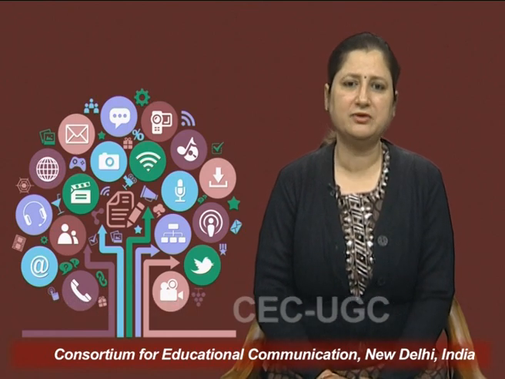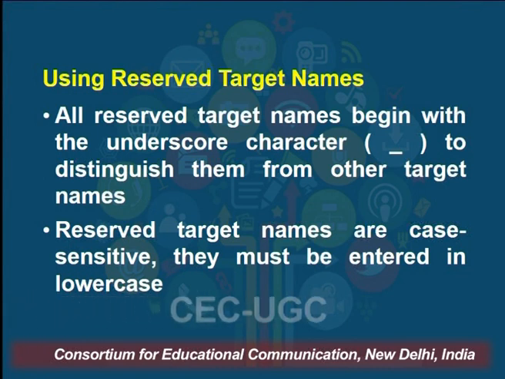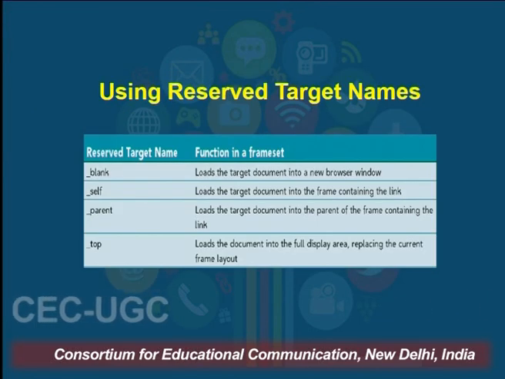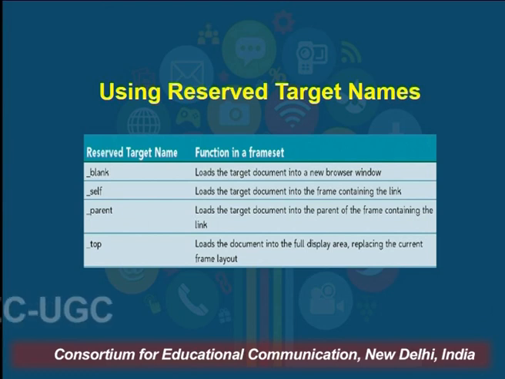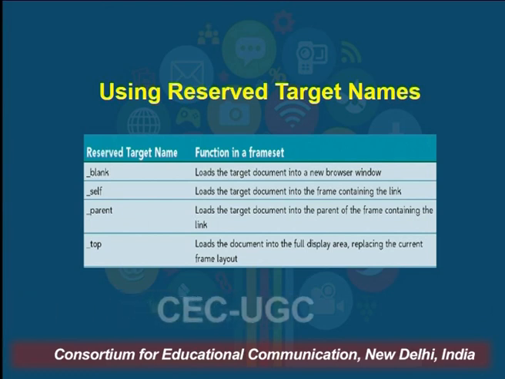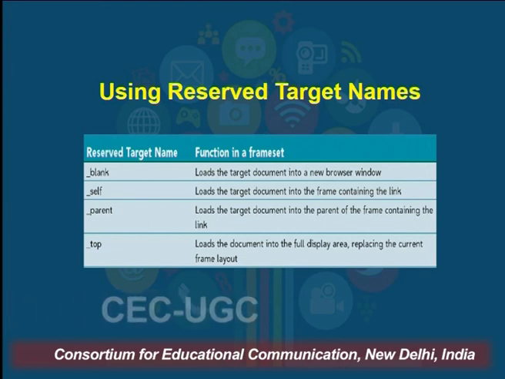So all the reserved target names that we will see always begin with an underscore character, so that we will know that these are reserved names and not the names of any other window or frame. So they always begin with an underscore and they are case sensitive. So you always have to put them in lower case. You can see here we can give these 4 types of target names. So these are underscore blank. When you write target is equal to underscore blank, your linked file will open in a new browser window.